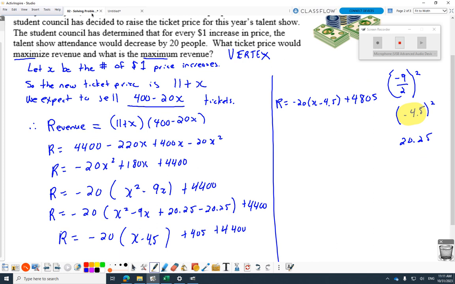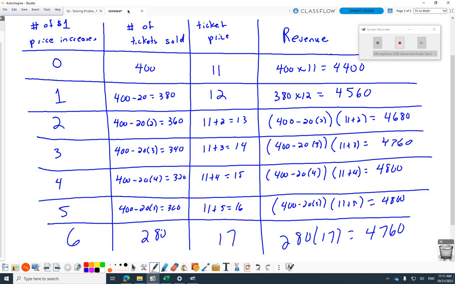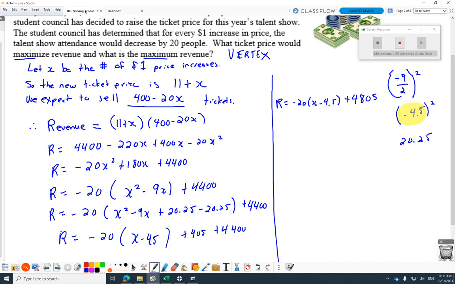Is that more money? It's an extra $5. You're like, oh, wow, what do I care about $5? Maybe you don't care about $5. Maybe for printing the tickets, you're not going to do 4.5. I'm not saying that that's what the student council should do. I'm saying if they want to make the most money, $4.50 is the way to go.